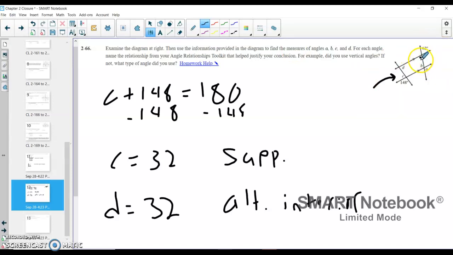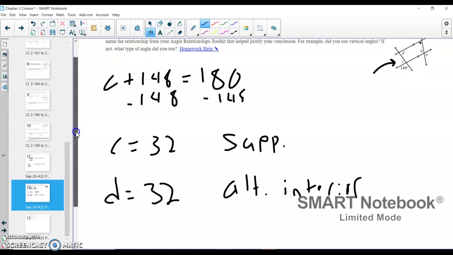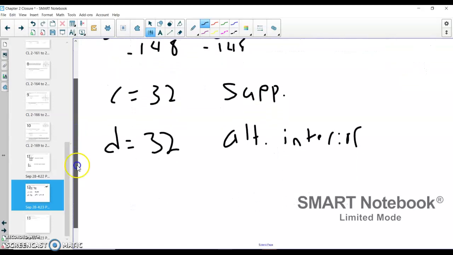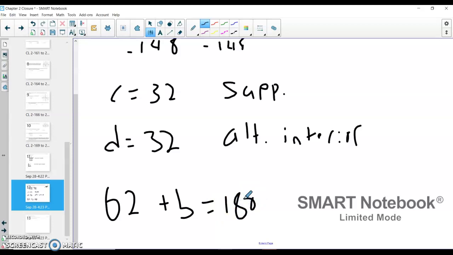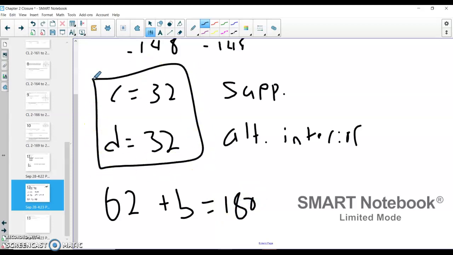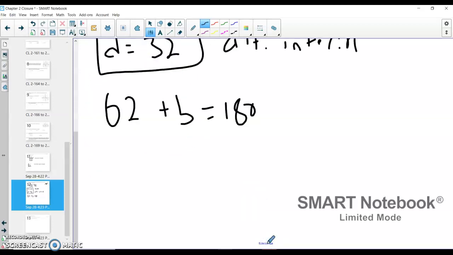So that's 62, that's 62. Now 62 and B, those are same side interior angles. So same side interior angles add up to 180. They're also supplementary. And so 62 plus the B value needs to equal 180. We can highlight these, those are answers. 62 plus the B value equals 180.